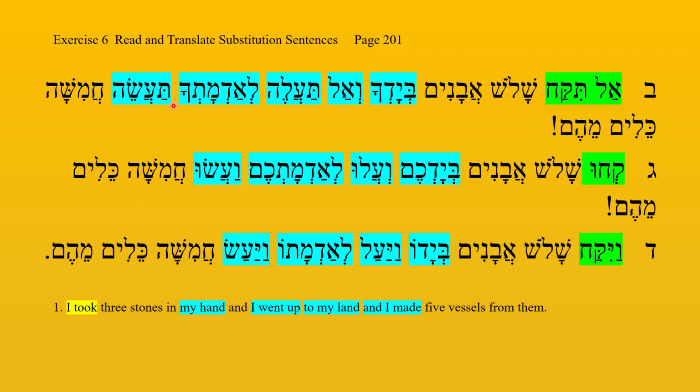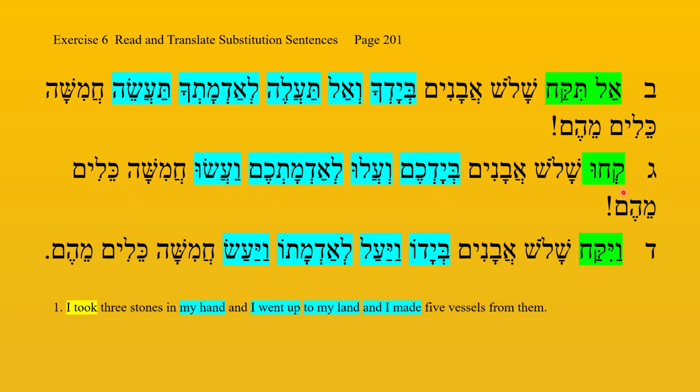So here's something else to notice. There's no "al" here, but you see the form here is the imperfect form. If the beginning is negative, it's going to negate all the verbs, just like a word pair in a sequence. So you could also translate this in a slightly different way by saying, do not take 3 stones in your hand, or go up to your land, or make 5 vessels from them. So you don't have to put "do not" each time. Again, if you're translating it into English, you can do it in a few different ways. But just recognize that this is the command form, and it is the command form only if you have the negative that is associated with it.